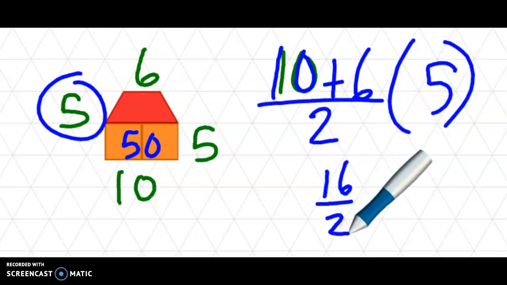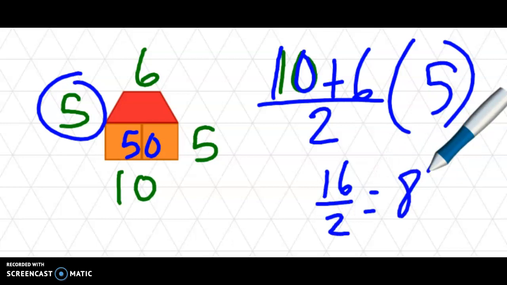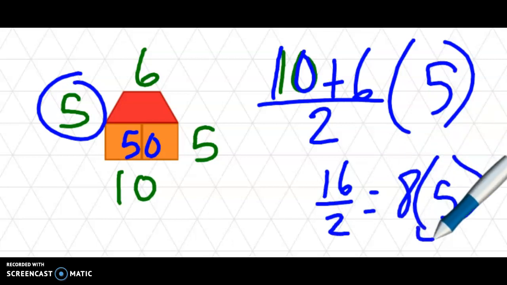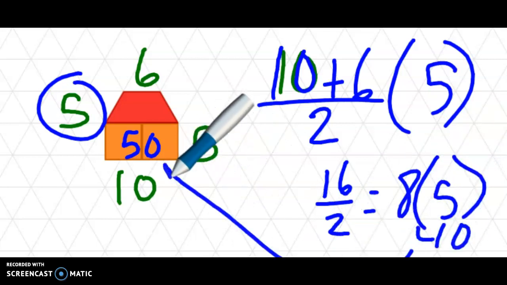When we divide that by 2, it's going to give us 8. 8 times 5 is going to give us 40, and then we take our 40 and add it back into our 50, and that's where we get our answer.